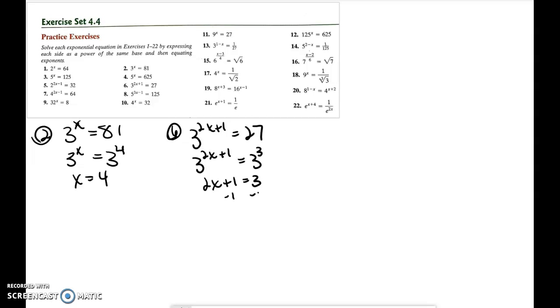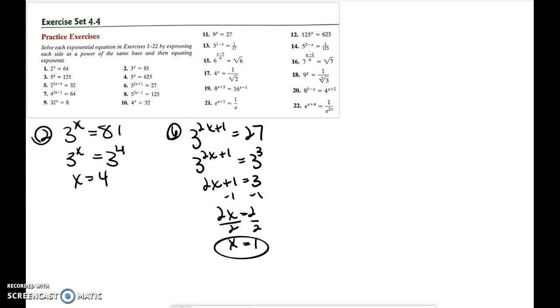Subtract 1 from both sides. 2x is 2, divide by 2, we get that x is equal to 1. If we go back and check that answer, 2 times 1 is 2, plus 1 is in fact 3, and so that answer works. That x is equal to 1.